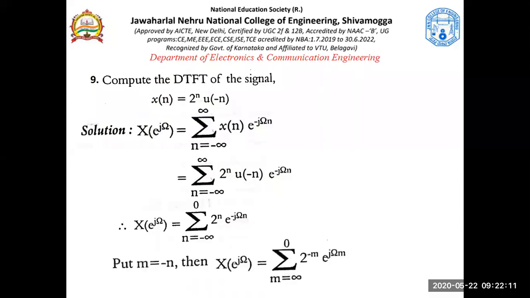Fine. And they're saying put m is equal to minus n. Why is this being done? See, there is a minus infinity, and in no standard summation we find minus infinities. It's all 0 to infinity or some number to infinity, but we have never dealt with a standard summation which deals with minus infinity.